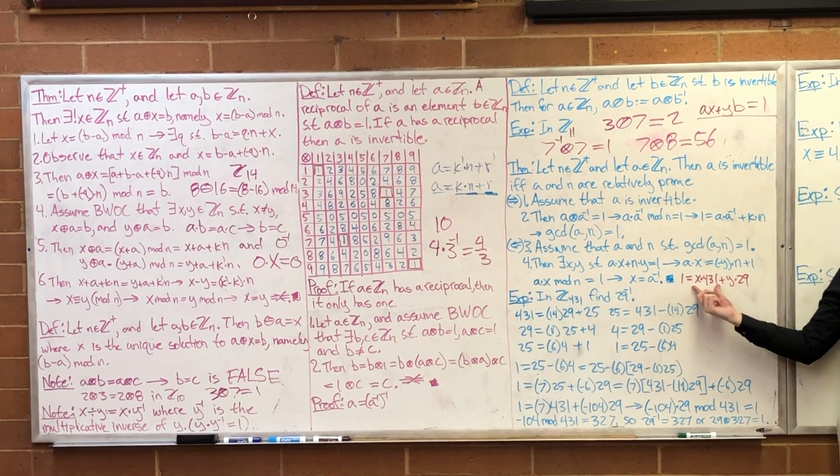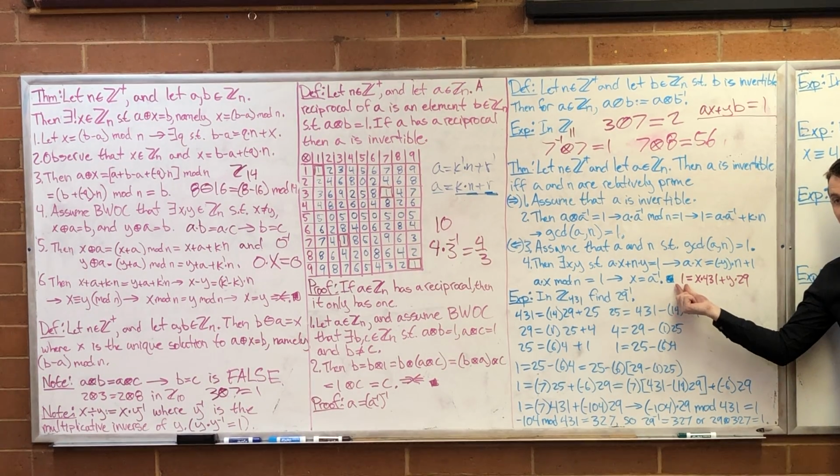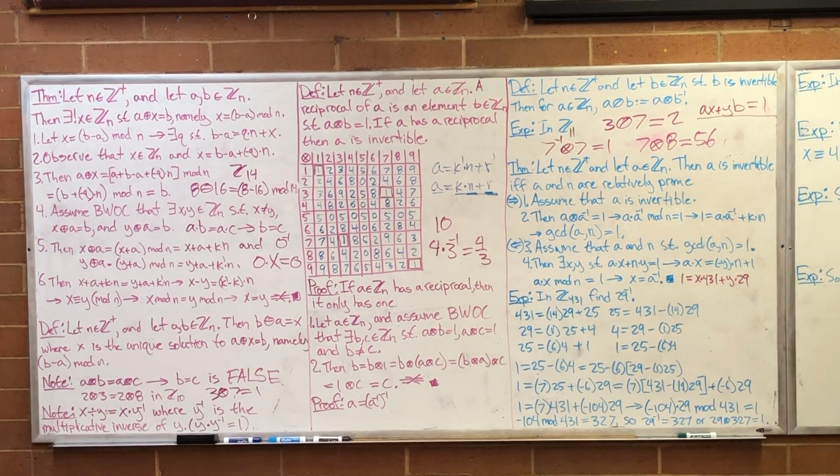What's the remainder of a multiple of 431 when I divide by 431? What's the remainder of this thing? Has to be 1. Wait, what? Yeah, why is that?